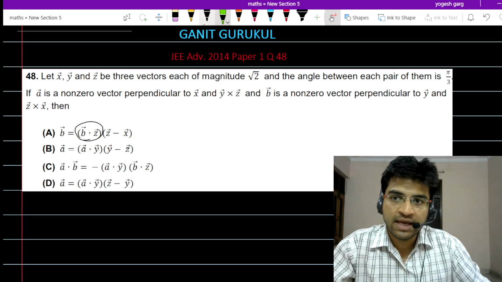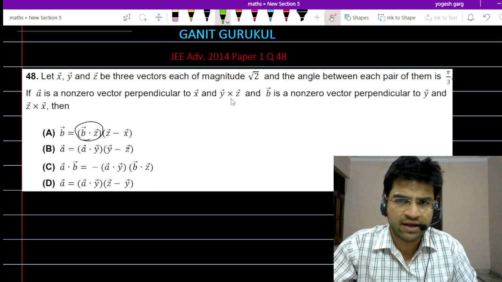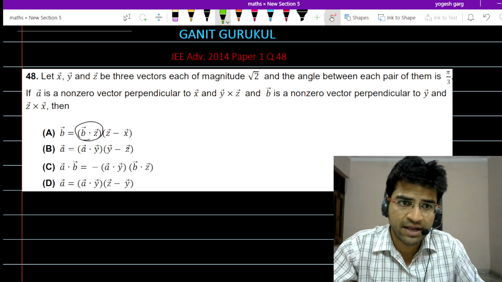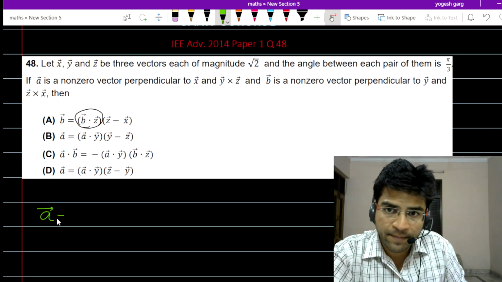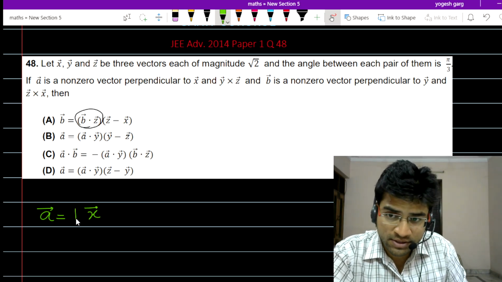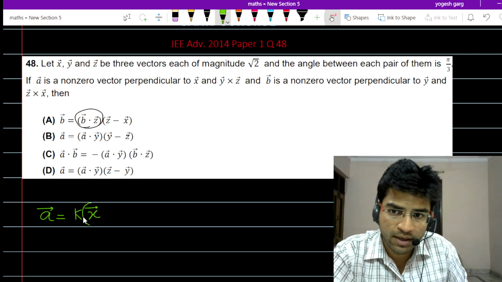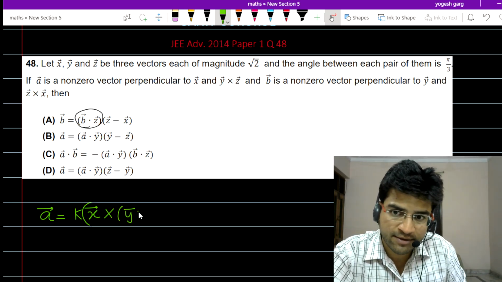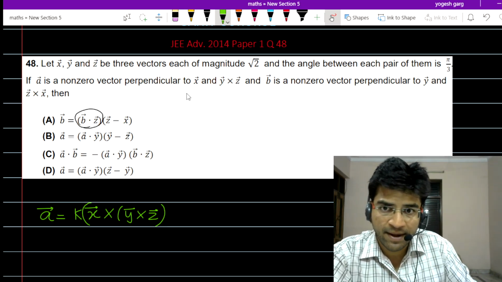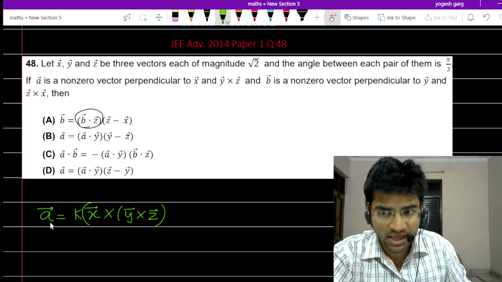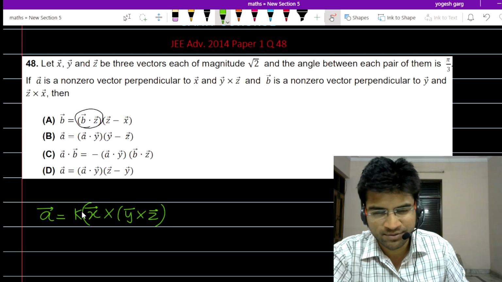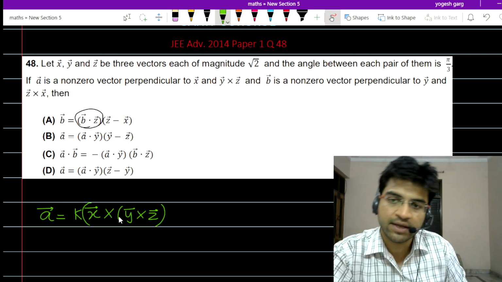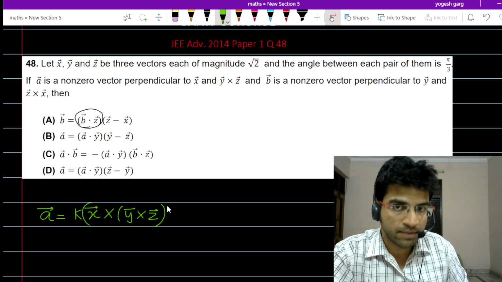See what we have, A vector is a non-zero vector perpendicular to x vector and y cross z. So can't we say that if it is perpendicular to x and y cross z, we can write this A vector as some scalar k into x vector cross y cross z? Isn't this true? Think for a while. A vector is perpendicular to both x vector and y cross z vector. So A vector should be equal to some scalar k into x vector cross with y cross z. This should be the case.